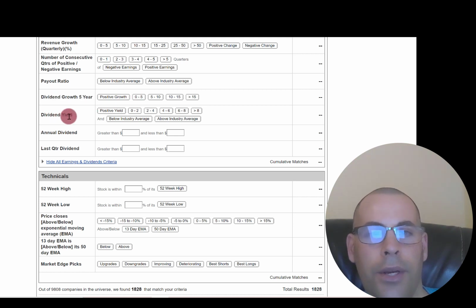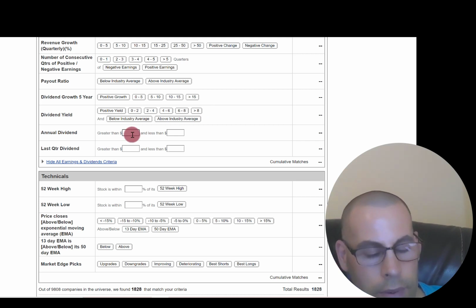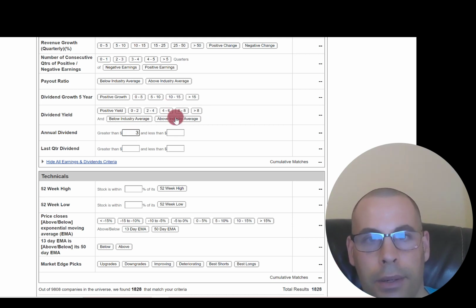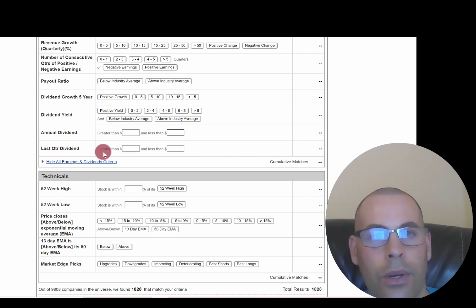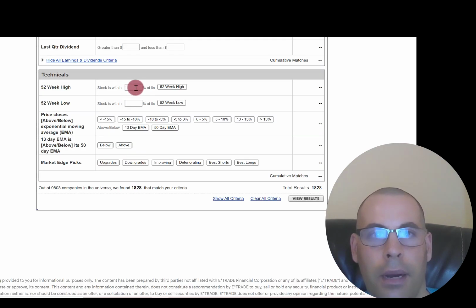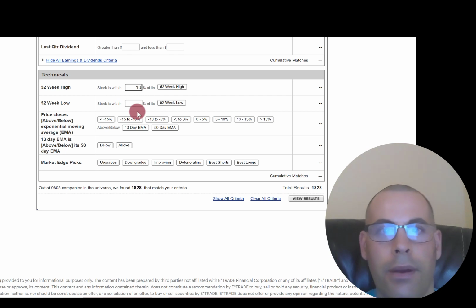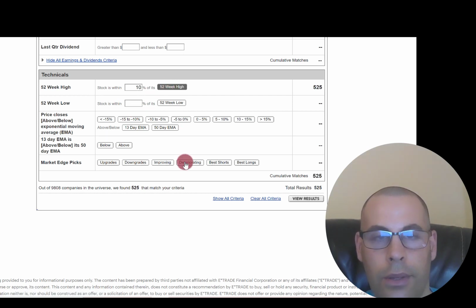Dividend yield is your annual dividend over stock price. If you want to invest in companies that pay out over 8% of their stock price in dividends, you can do that as well. You could also search by nominal dividend. If you're looking for a dollar amount, like $3 to $5, you can enter that. You could also look at the nominal dollar amount per quarter. If you prefer to invest in companies that are within 10% of their 52-week high, you can choose that.